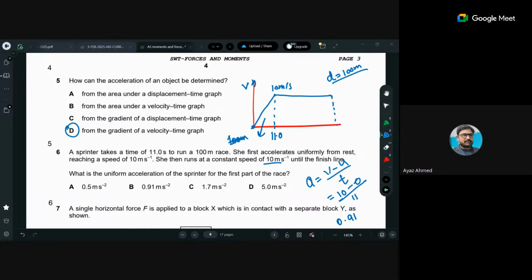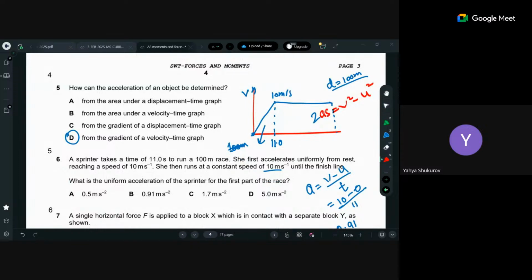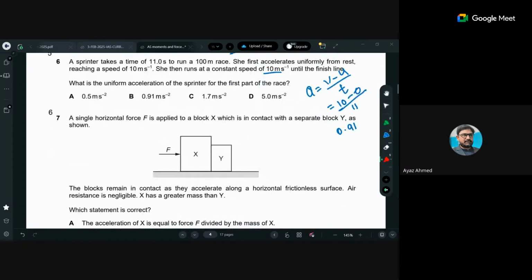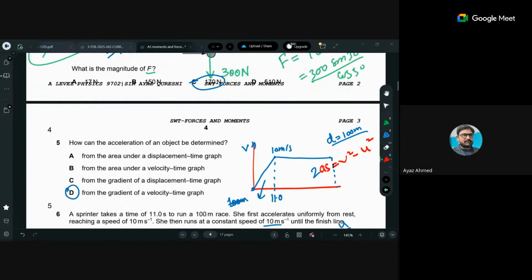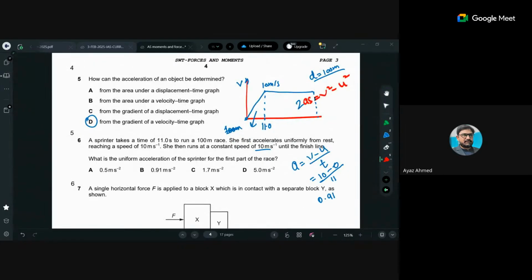Okay. Now the same thing can be tested by this formula, 2as equals v square. No, it says 11 seconds to run the whole race, not to accelerate to 10 m/s. The sprinter takes 11 seconds to run. That is why I was thinking, why is this bulk information given to you if it is solved this way. Okay, now coming back to the point.